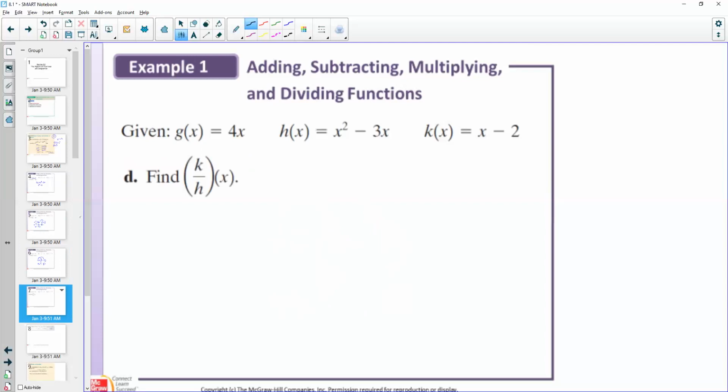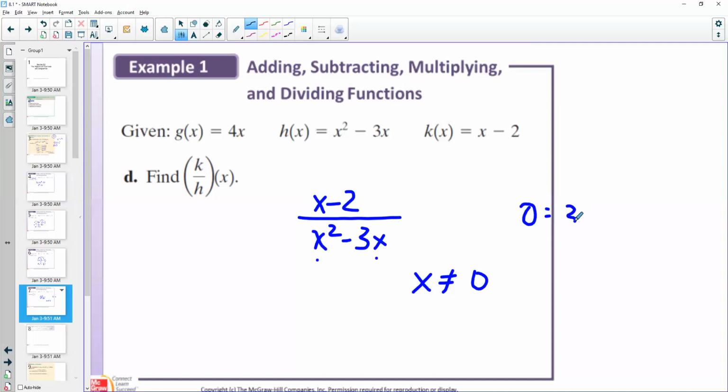Let's divide. K of x over h of x. So let's see, x minus 2 is k, and h is x squared minus 3x. The thing I have to qualify here is that I have to make sure I say, this is great, but x can't be 0. Because if I put in 0 here and 0 here, basically I have to qualify the domain. So I'm going to find the domain.